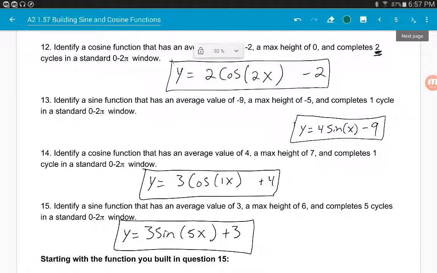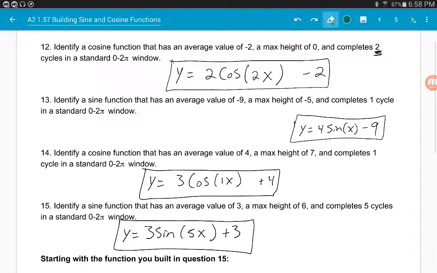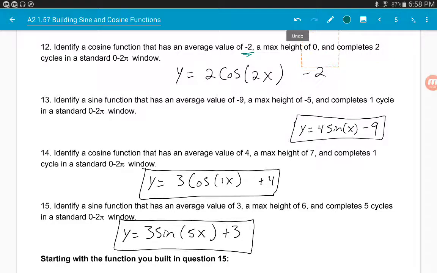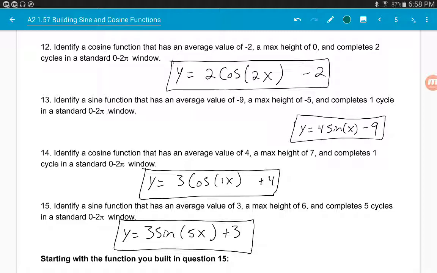Okay, so these are just like the last question that we did. They have an average value, they have a maximum height, and they tell you how many cycles they complete from 0 to 2 pi. So if you go through and you complete these questions, this is what you'll get for 12, 13, 14, and 15.